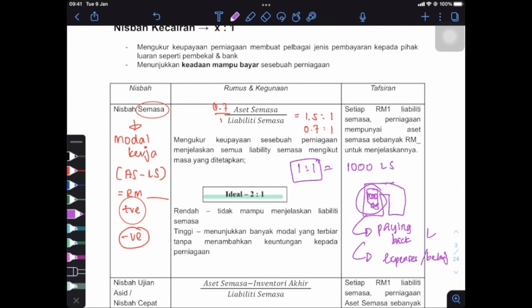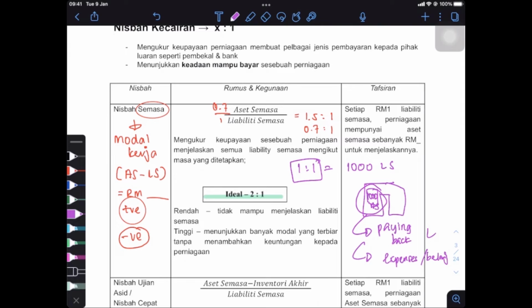Things like belanja that you have to pay: sewa, gaji, kadar bayaran. All these require assets to pay as well. Okay, so we need 2 to 1 as ideal. But if you want to interpret, to tafsir, as long as it is more than 1, then it is sufficient. It means that the perniagaan mampu bayar liabiliti semasa. They have the ability to pay back. It's just that it's better to have at least 2 to 1.